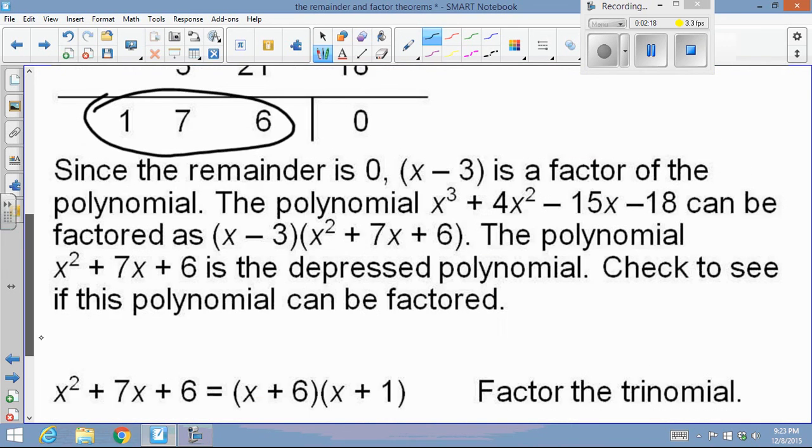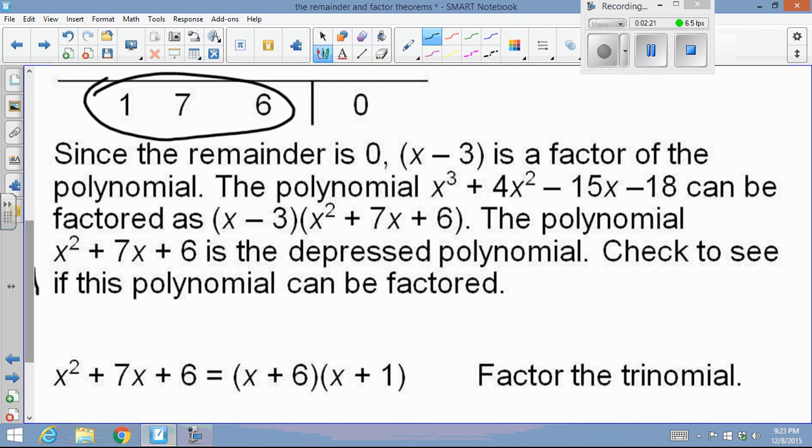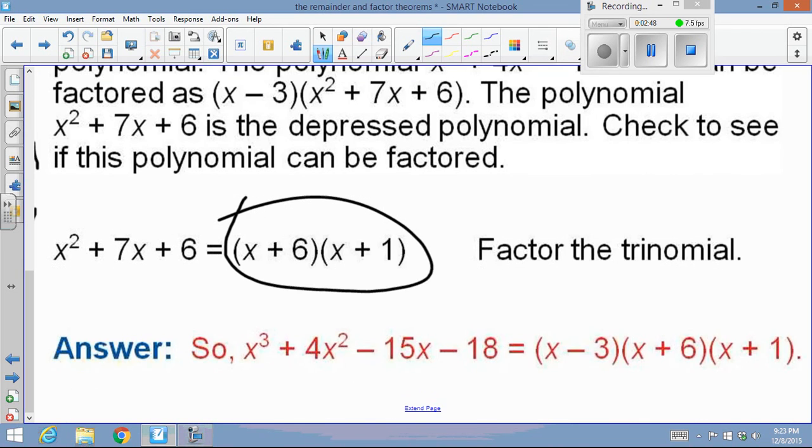So when I do that, I look and I see, hey, look at that. x squared plus 7x plus 6 can factor, and that factors into x plus 6 times x plus 1. So that means that when I started with my original polynomial, since this depressed polynomial can factor into x plus 6 and x plus 1, if I put the x minus 3 with it, I have now factored that cubic equation. So x cubed plus 4x squared minus 15x minus 18 can actually be factored into x minus 3 times x plus 6 times x plus 1.